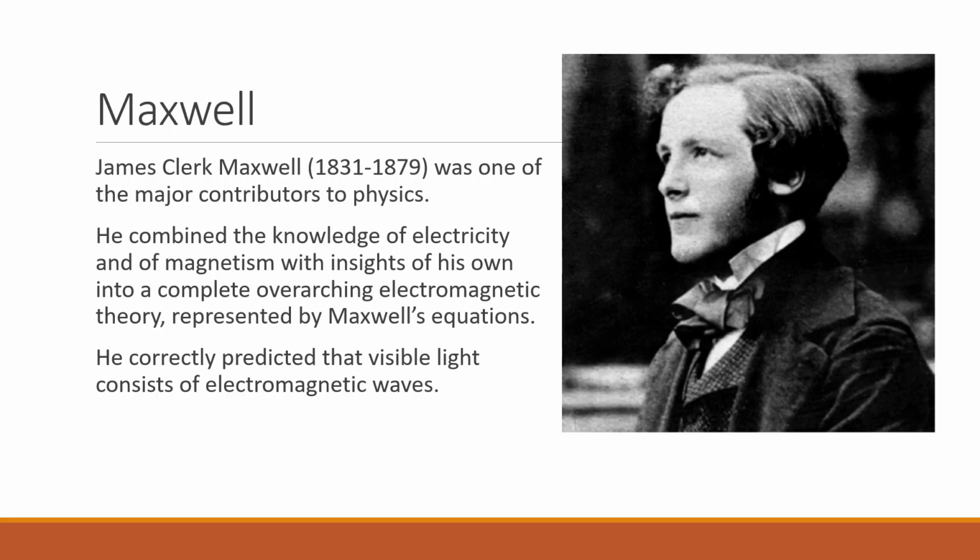He combined knowledge of electricity and magnetism with his own insights into a complete overarching electromagnetic theory, and those are represented as Maxwell's equations. So he has his own set of equations that we'll get into in a second here. And with this, he correctly predicted that visible light consists of electromagnetic waves. And we will talk about something called the electromagnetic spectrum a bit later in the lecture here and talk about these different types of waves.